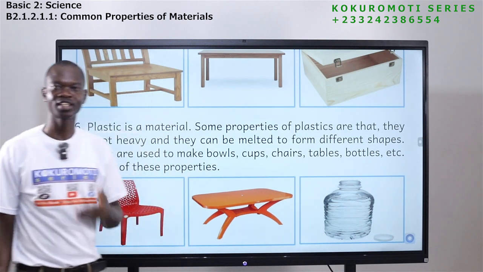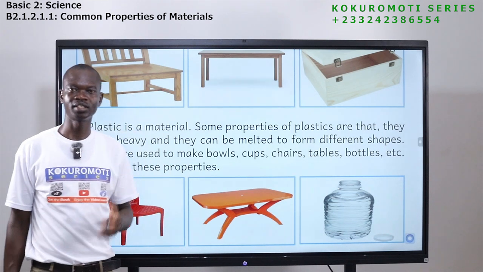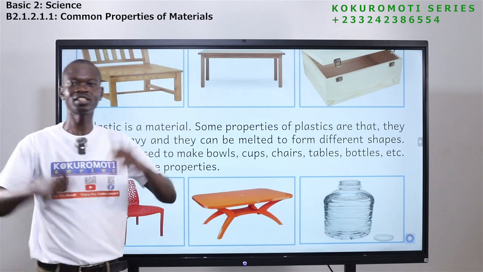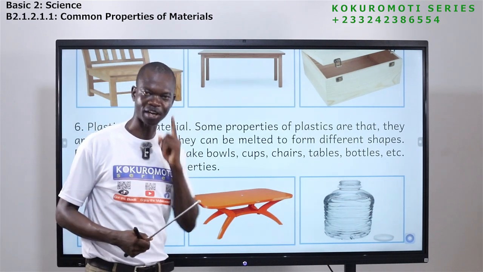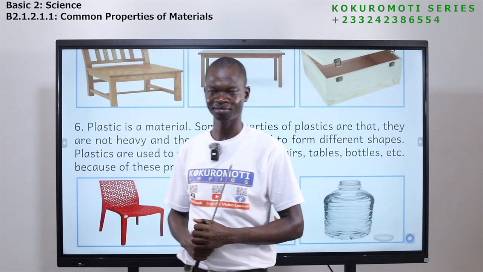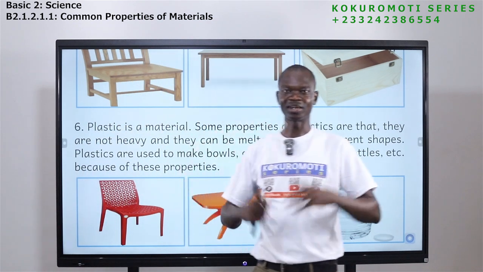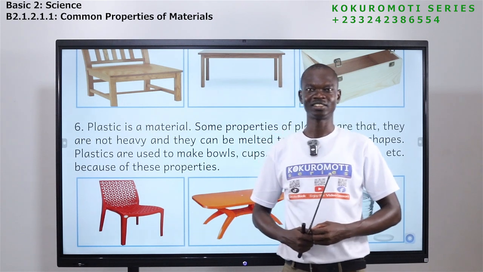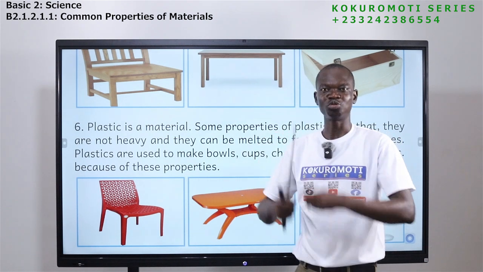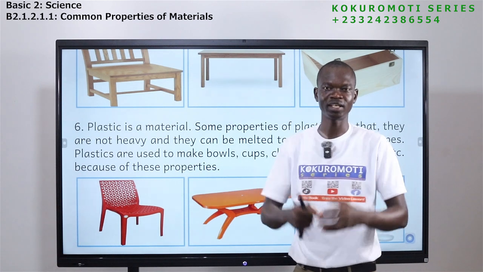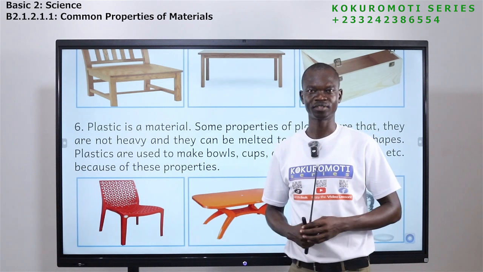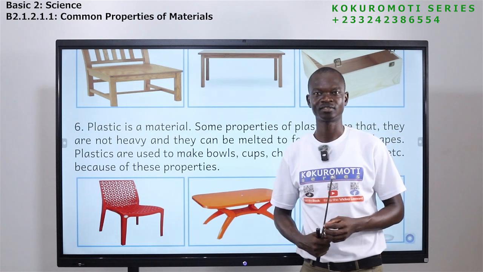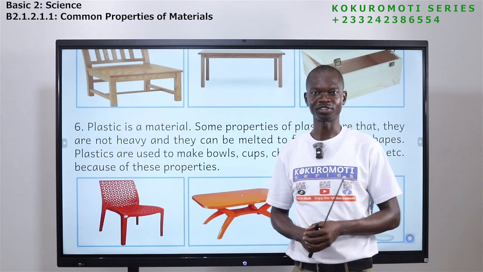So the chair, the table, the pen, the exercise book, the bag, all these are items, all these are products, all these are objects. But remember, we use materials. The material that we use is because of the properties of those materials. That is why we chose those materials to make the table, the chair, the bag, the book, the eraser, the pencil, and the things that you see around.